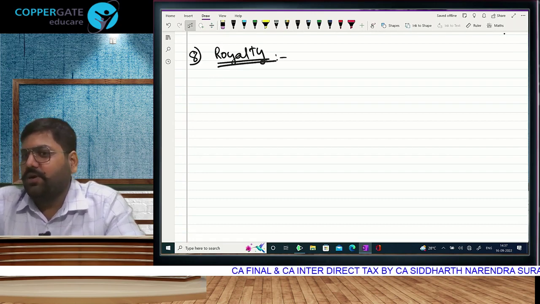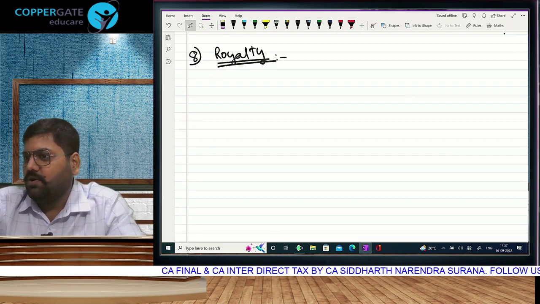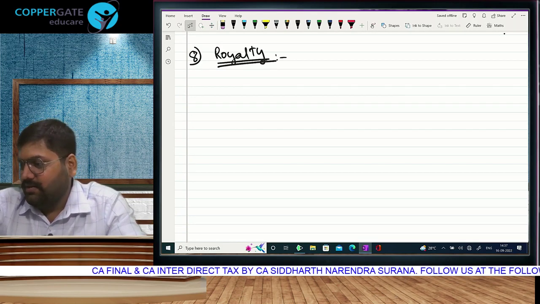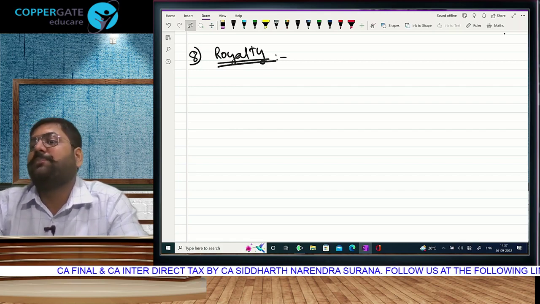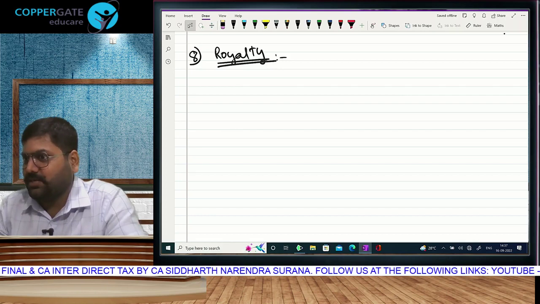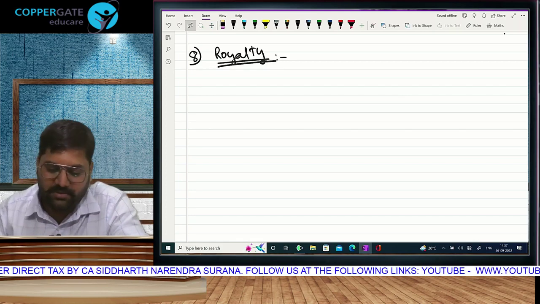If we wanted to define interest, what was interest? Income earned on lending of funds, capital. If we talk about it from the payer's angle, then amount paid on using another person's funds. It depends on lender or borrower, from whose angle you're talking about.